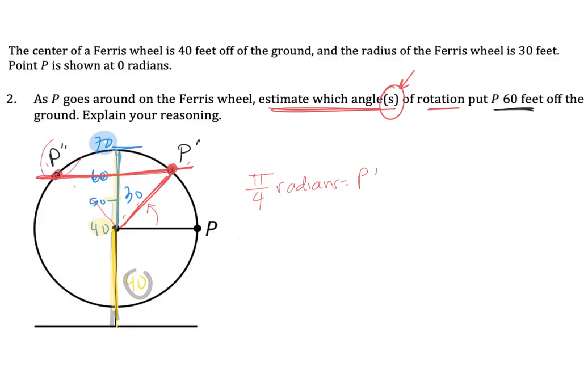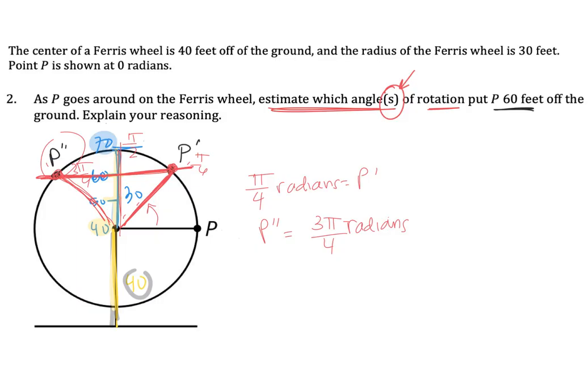For P double prime, I'm going to keep going. That would be 1 pi over 4. That would be 2 pi over 4. This would be 3 pi over 4. So for P double prime, I'm approximating that it's rotating 3 pi over 4 radians because it's 1/4, 2/4, 3/4 roughly. It's not exact, but it's just an approximation.